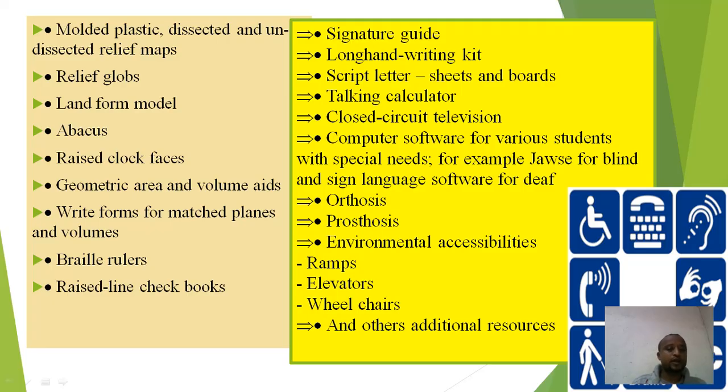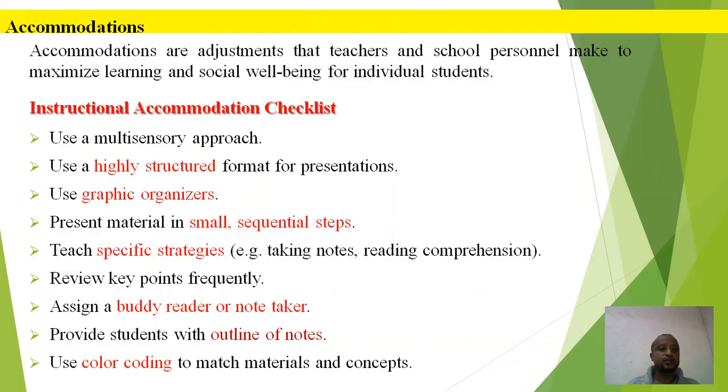What you see here: braille rulers, raised line and checkbox, signature guide, longhand writing kit, script letter sheets and boards, talking calculator, closed circuit television, computer software for various students with special needs, orthoses and prostheses. These are very related with motor disorders and physical disability, environmental accessibilities, ramps, elevators, wheelchairs. All these could facilitate the process of instruction at school and in the scenario where persons with disabilities belong. These are the accommodations or adjustments that teachers and school personnel make to maximize learning and social well-being of individual students.